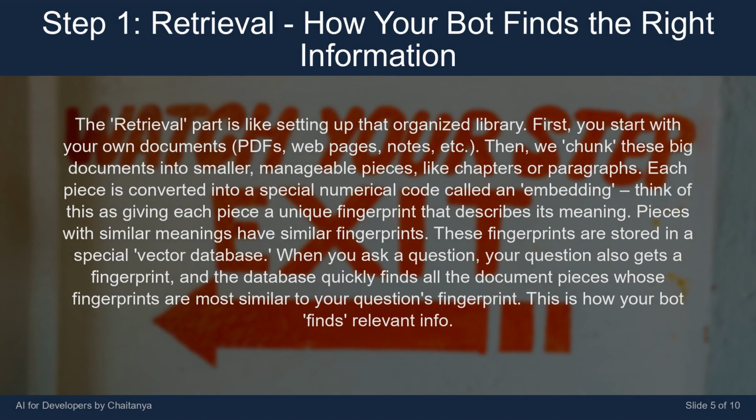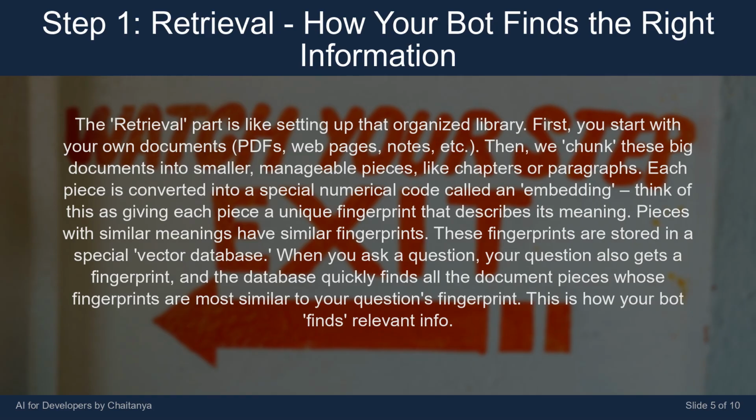The retrieval part is like setting up that organized library. First, you start with your own documents, PDFs, web pages, notes, etc. Then, we chunk these big documents into smaller, manageable pieces, like chapters or paragraphs. Each piece is converted into a special numerical code called an embedding. Think of this as giving each piece a unique fingerprint that describes its meaning. Pieces with similar meanings have similar fingerprints. These fingerprints are stored in a special vector database.